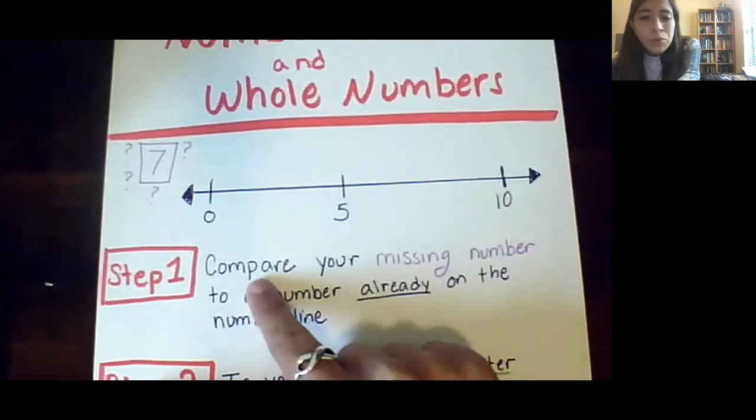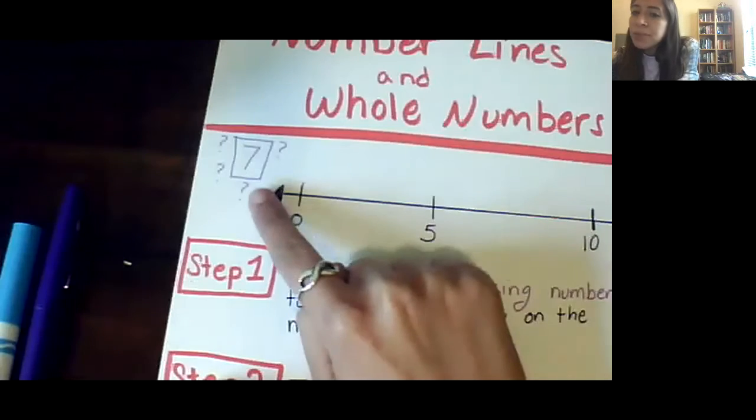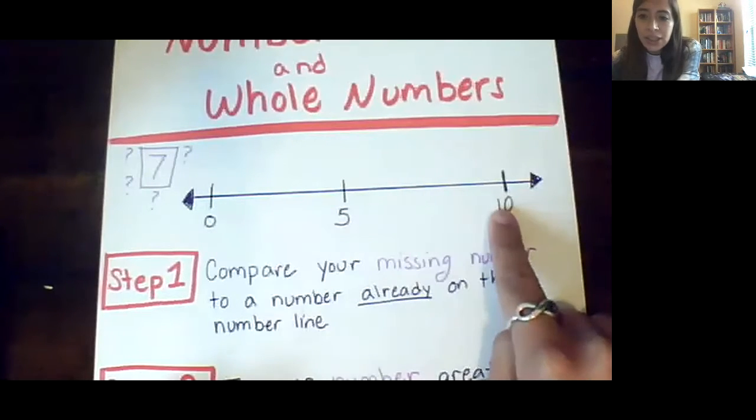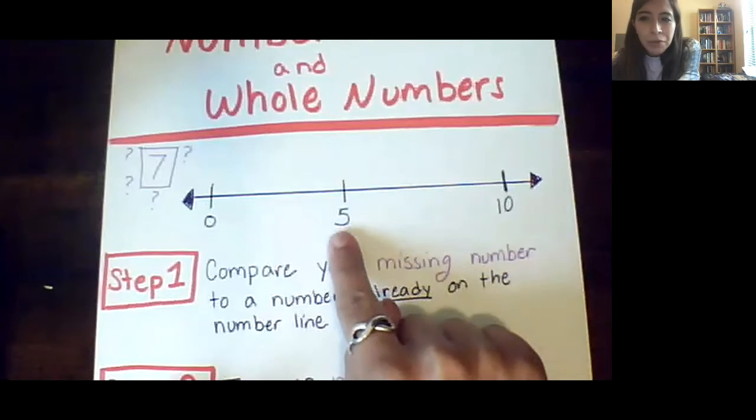Ooh, this word looks familiar. Compare. We did that yesterday. Remember? We had 3 easy steps. So this is my missing number, and I want to compare it to a number here on the number line and decide. So let's see. I want to compare it to number 5.